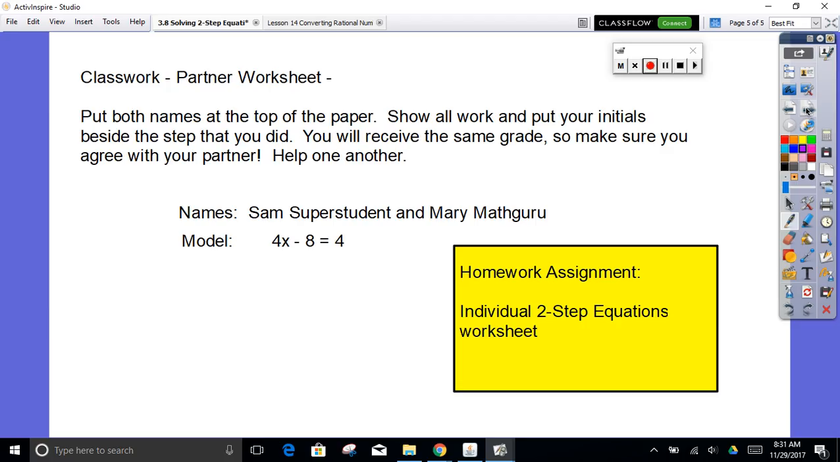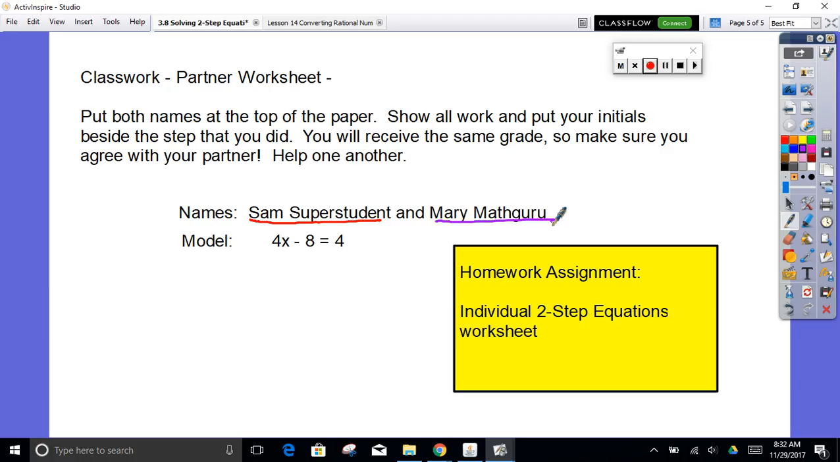But you can write, like, say, Reed and Jimmy were working together. Reed could write his name in blue, and Jimmy could write his name in green, and Reed would do all his work in blue, and Jimmy would do all his in green. So I can see whose work is whose. You'll get the same grade on the paper, so you want to make sure that you're not just saying, okay, my partner did their step, we're good. You have to check what they did. You want to make sure that they did it right. So you'd write your names. Here's Sam, super student. Let's put him in red. And Mary, math guru. We'll put her in purple.